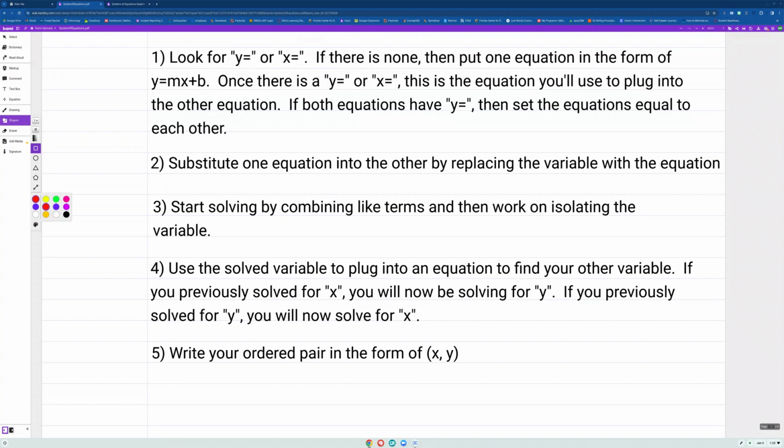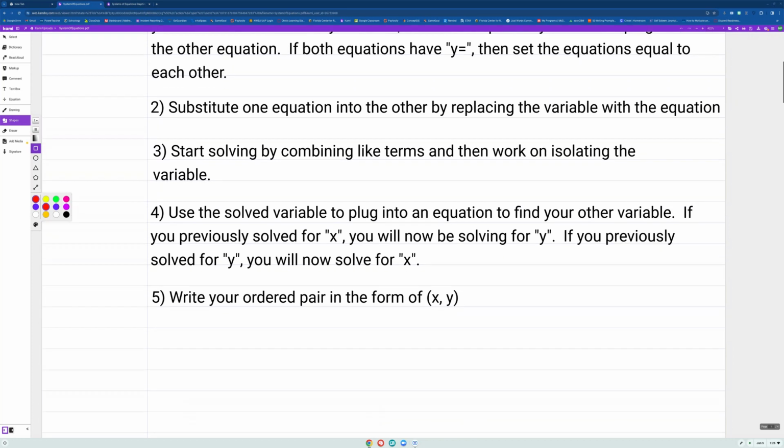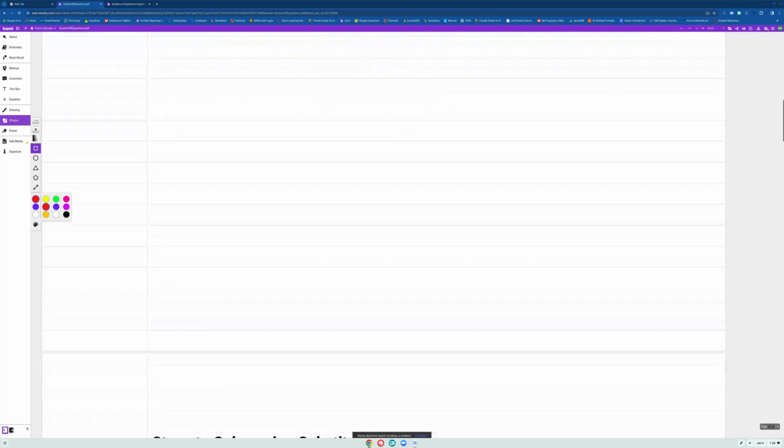After you do that, you are going to start solving by combining those like terms. So you might have to do some distributing, things like that. And then you're going to work on getting the variable by itself or isolating it. Next, you're going to use the solved variable to plug it into an equation to find your other variable. If you previously solved for x, then you're now going to be solving for y. But if you started with solving for y, you're now going to solve for x. And then once you get your answer, you're going to write your answer in the form of an ordered pair like x and y. So that's a lot of steps.